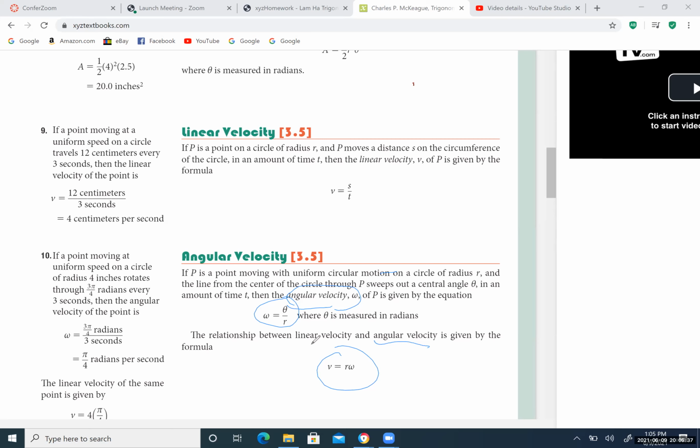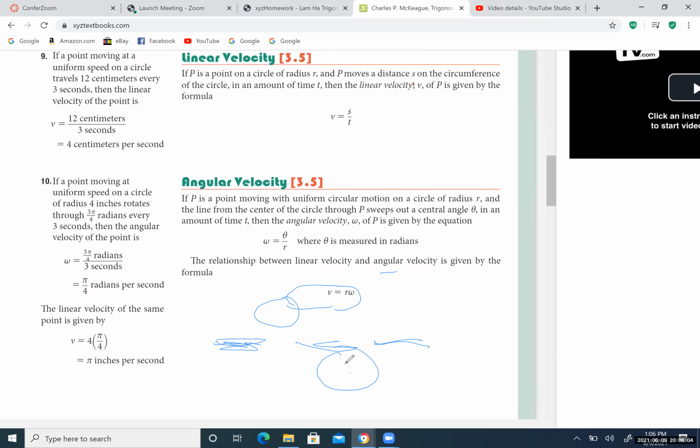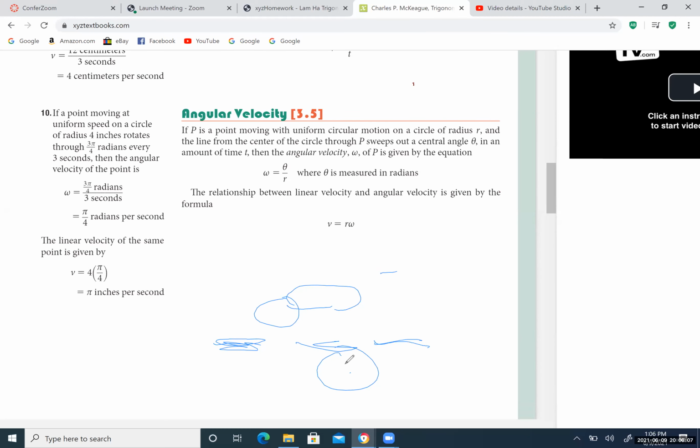The relationship between linear velocity and angular velocity is as follows: V is equal to R times omega. That is the relationship between linear and angular velocity. The example is on the left side. If you're curious, spend time reading over it. Actually, for this type of problem, you just apply the formula, identify which one it is, and plug in.